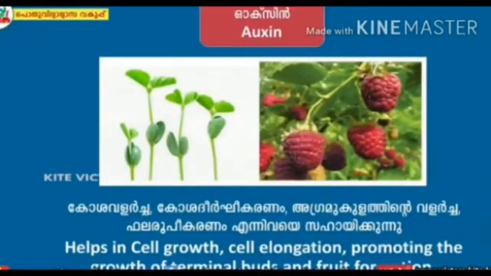Next hormone, auxin. This auxin hormone influences cell growth and cell elongation. Cell elongation and cell growth are controlled by auxin, and it also promotes growth of the terminal buds and fruit formation. Terminal buds are seen at the topmost end of the plant. The growth of the terminal buds leads to an increase in the height of the plant. That is also influenced by auxin, and fruit formation is also influenced by auxin.